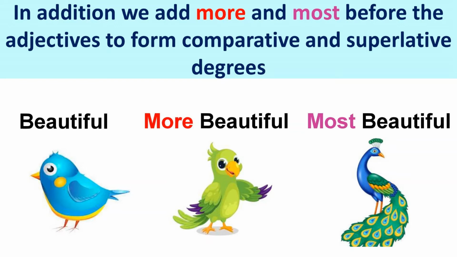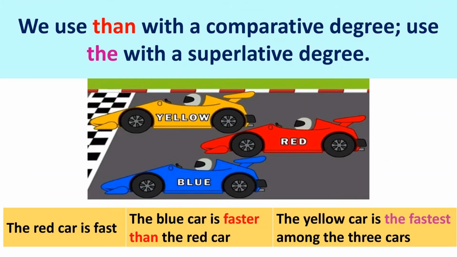Example: beautiful, more beautiful, most beautiful. We use than with a comparative degree, use the with a superlative degree. Example: the red car is fast. The blue car is faster than the red car. The yellow car is the fastest among the 3 cars.